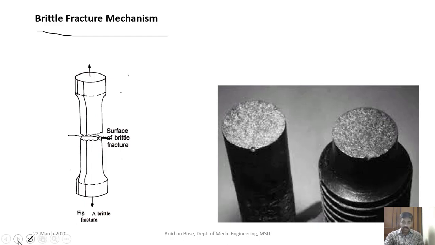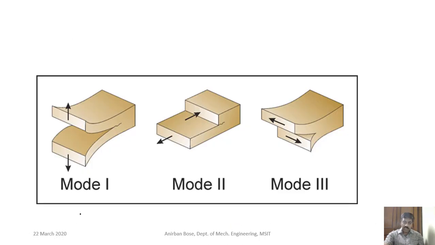Now we'll see what the criteria are and how we can predict, from the sample condition, the crack and all that, whether the fracture will occur, or how the fracture can be predicted. So fracture can be of three modes. In mode 1 you can see it is the tensile load. If you apply it, then because of that the crack will propagate and the fracture will occur.